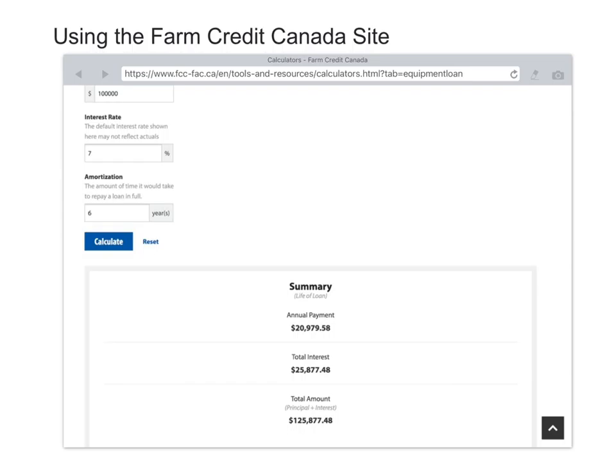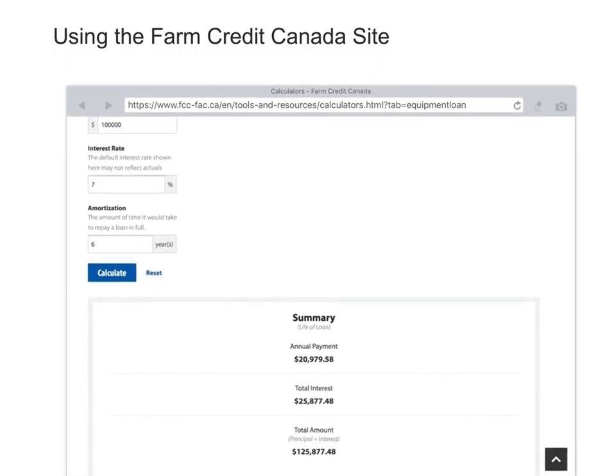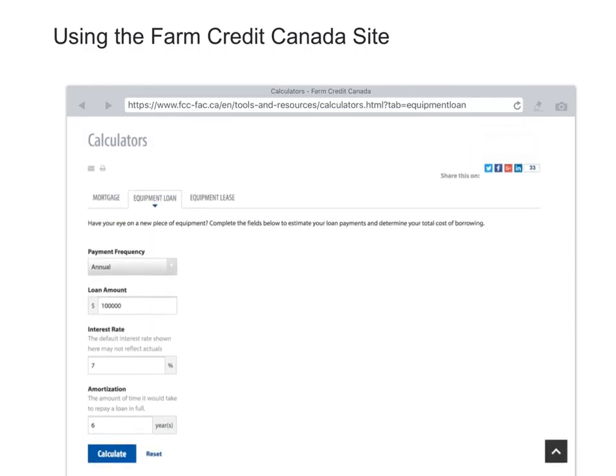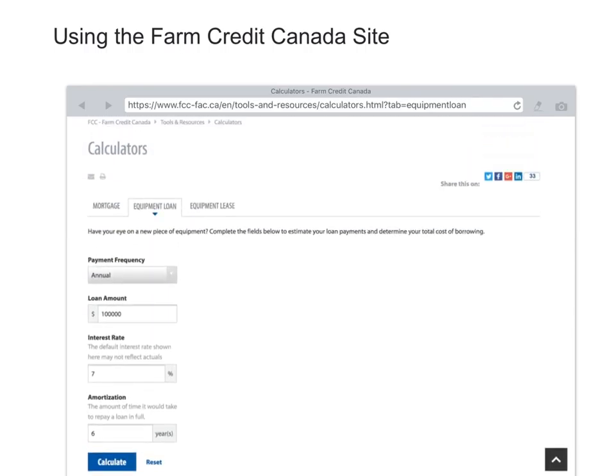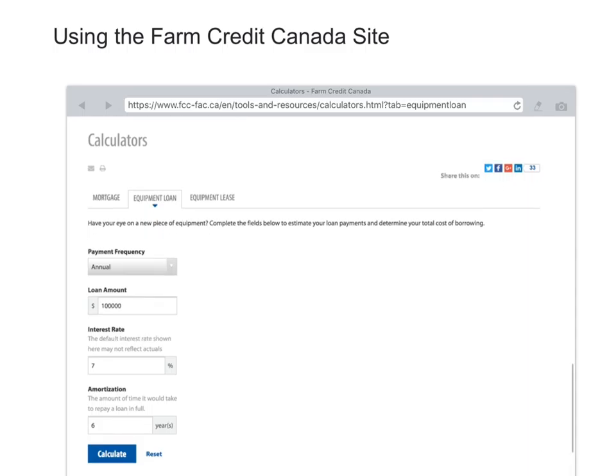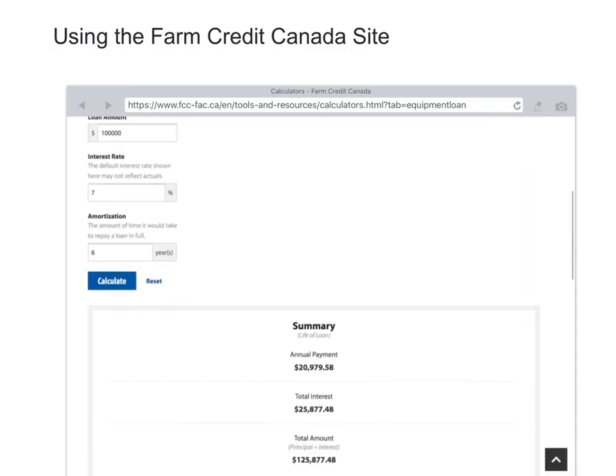I'm also going to change, what would it change if I still borrow the $100,000, but I want to borrow it and make payments more than once a year. So I'm going to scroll up and I'm going to change from annual payments to, let's say, weekly payments. And I'm going to hit calculate.